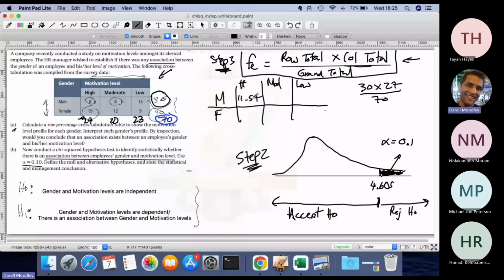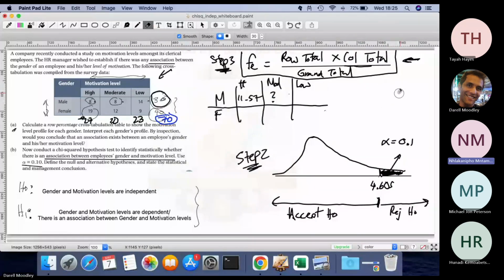Okay, if that one wasn't clear to you, let me show you the next one. Maybe this will kind of clarify it. Now let's move on to moderate, and we're still on males. Here we're going to use the same formula: row total times column total over grand total. So we're still on males. The row total for males is 30.